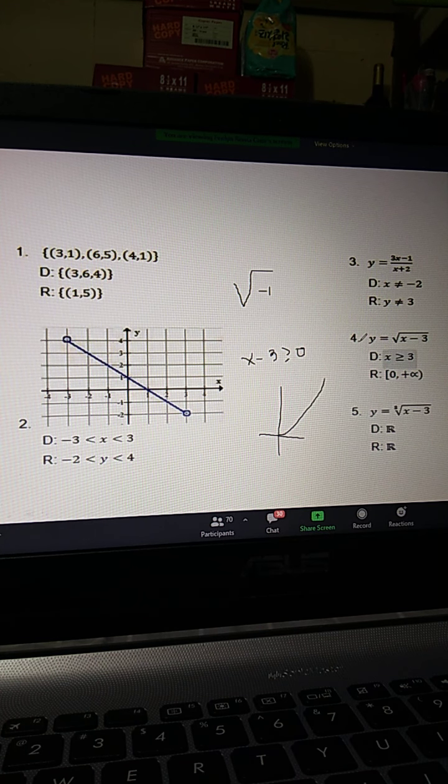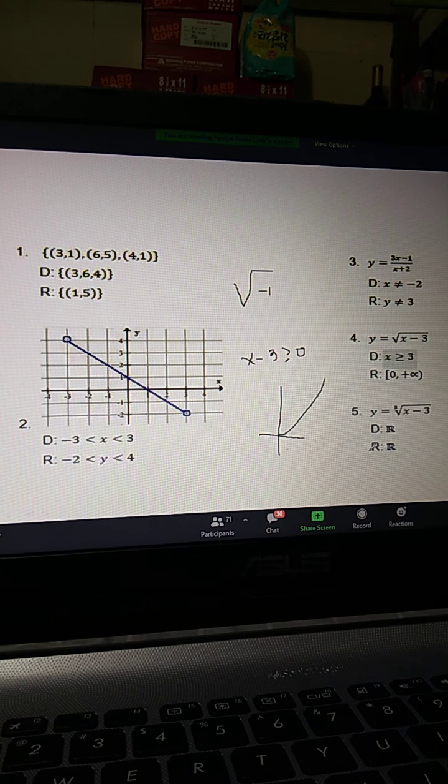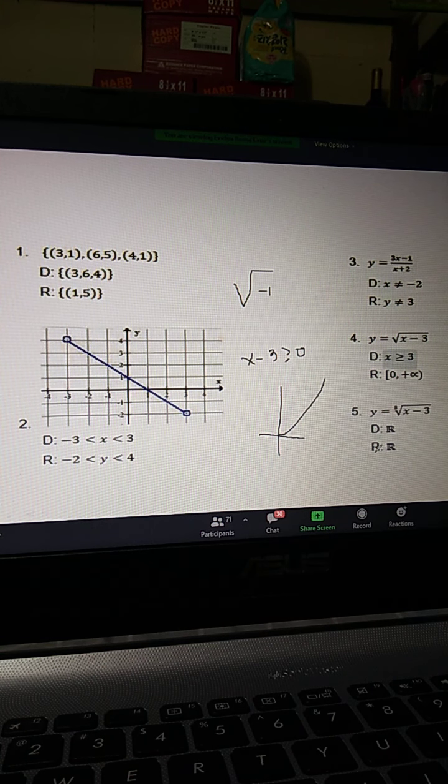So, ma'am, what is the difference between your example on numbers 4 and 5? So, ang pagkakaiba lang nito, look at the index. This is even, this is odd. And the inside radicand is negative, or the minus, okay? So, if you have like this, and this is odd, it's obviously your domain is all real numbers. Same with your range, all real numbers.